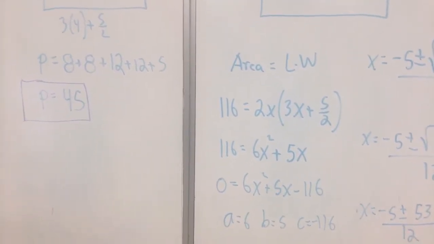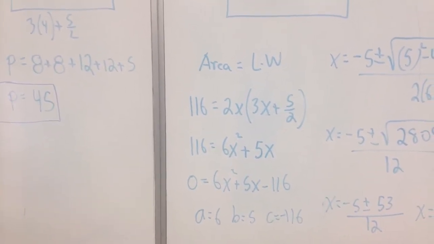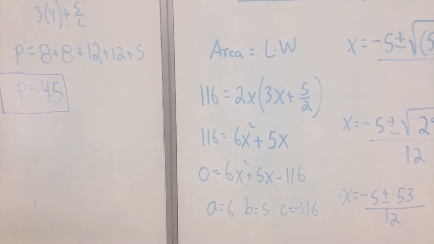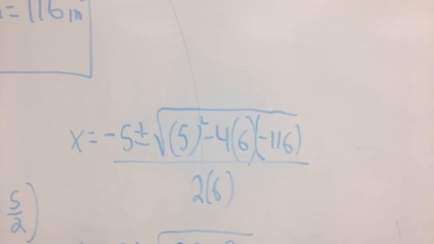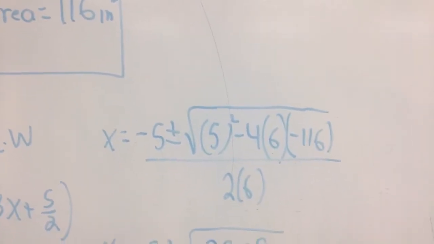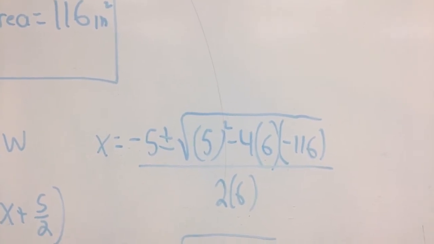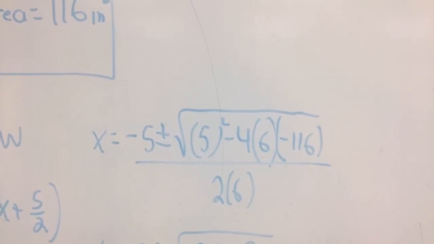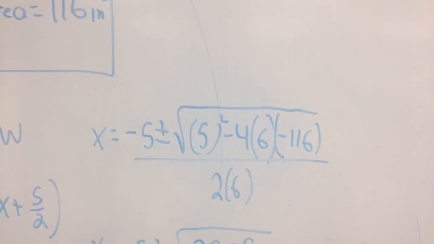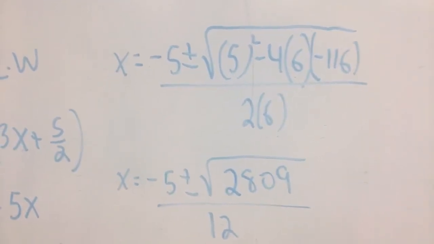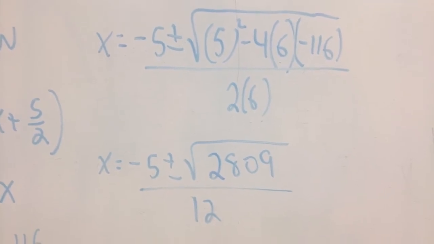Now I'm going to choose to use the quadratic formula, and I'm going to identify a to be 6, b to be 5, and c to be negative 116. Then I'm going to take those values and plug them into my quadratic formula. I didn't write it down for you today because you already know it, right? x is equal to negative b plus or minus the square root of b squared minus 4ac all over 2a. You've got that, all right? Okay, you plug your values in, and this is what you get. You get x is equal to negative 5 plus or minus the square root of 2,809 all divided by 12.